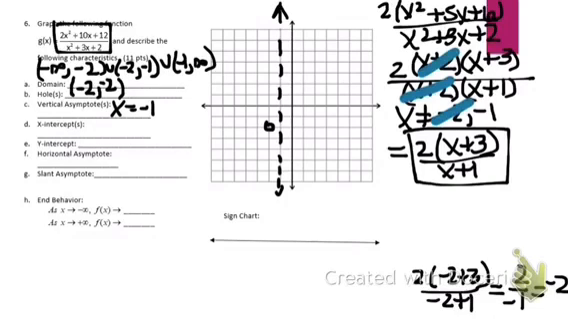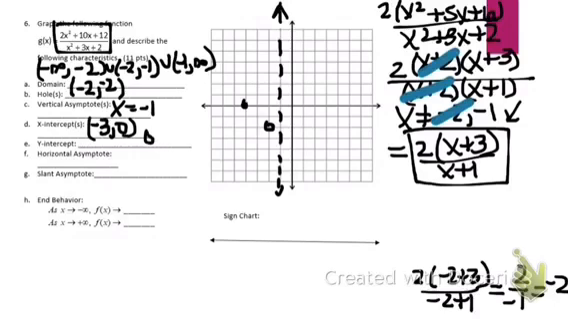X-intercepts. Automatically set the simplified rational, its numerator, equal to 0. So if I set 2 times x plus 3 equal to 0, that is going to give me an x-intercept at (-3, 0). So negative 1, 2, 3, comma, 0. That's right. So you guys get the point. There we go. Negative 3, comma, 0.